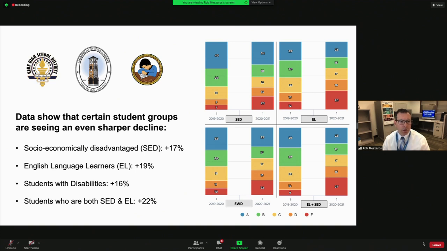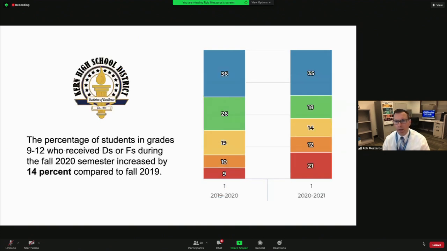So we're going to start here with Kern High. A couple of folks are on the line here. If you can just go over your own data and talk a little bit about the strategies that are in place to mitigate some of this.